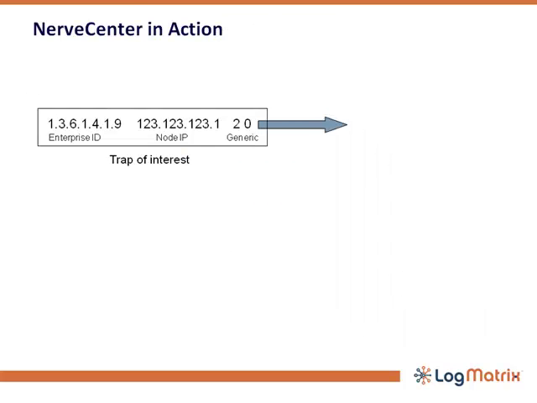So, we're looking at a NerveCenter in action. A trap of interest comes across the network. This trap happens to be from a Cisco device. A generic type trap 2 comes in. NerveCenter has a trap mask. We wrote this trap mask. It says to sit there and listen for an enterprise ID of 1361419, meaning Cisco, and listen for it to be a generic type 2. And when that matches, fire off a trigger.